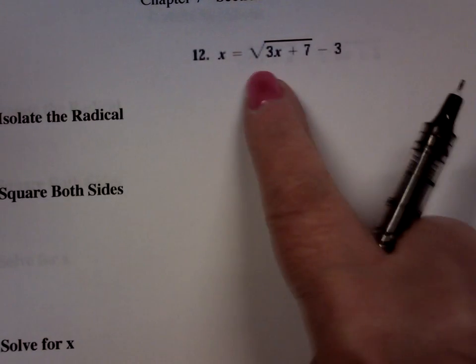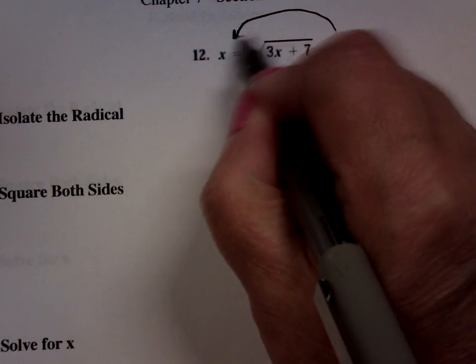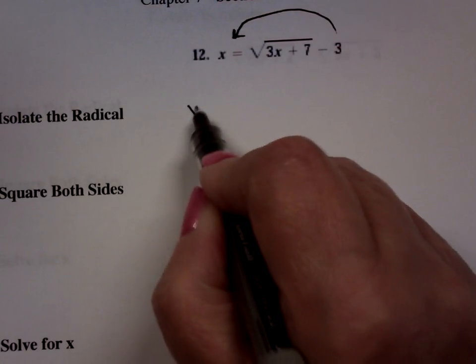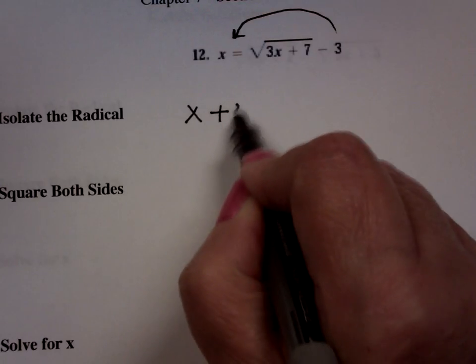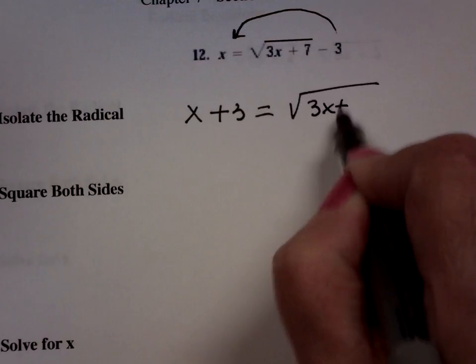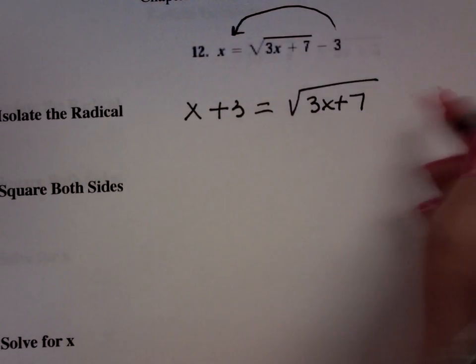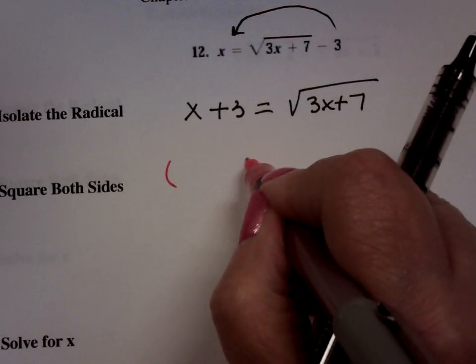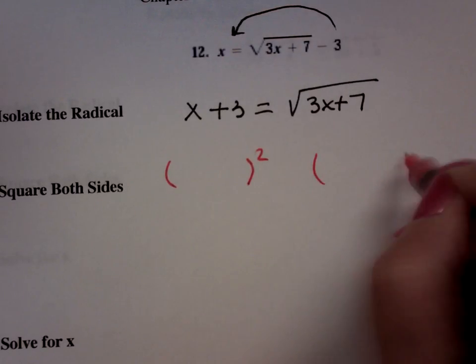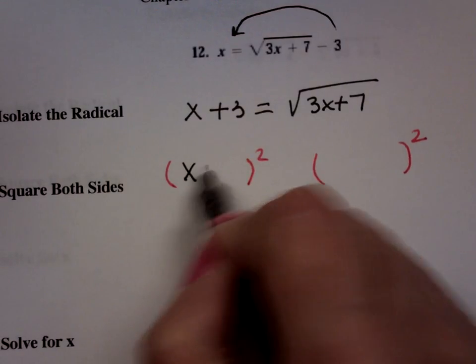Isolate the radical. Well, the radical has a minus 3, so I need to move the minus 3 over where the x is. So this is an x plus 3 equals the radical. Once the radical's by himself, I can kill him by squaring him.